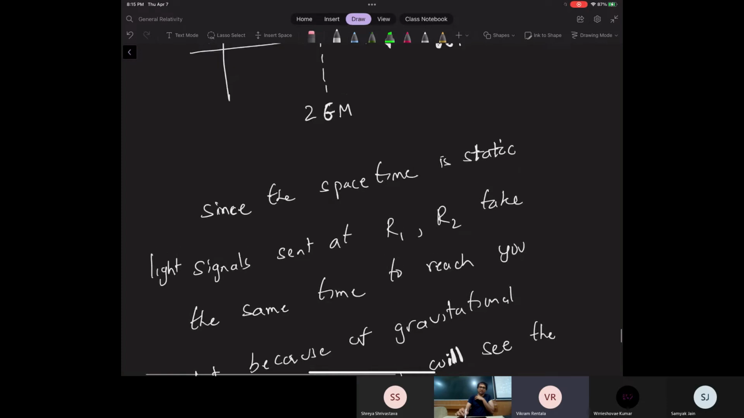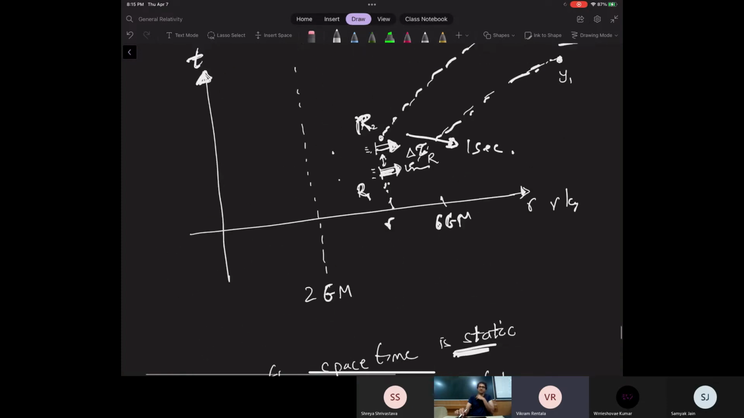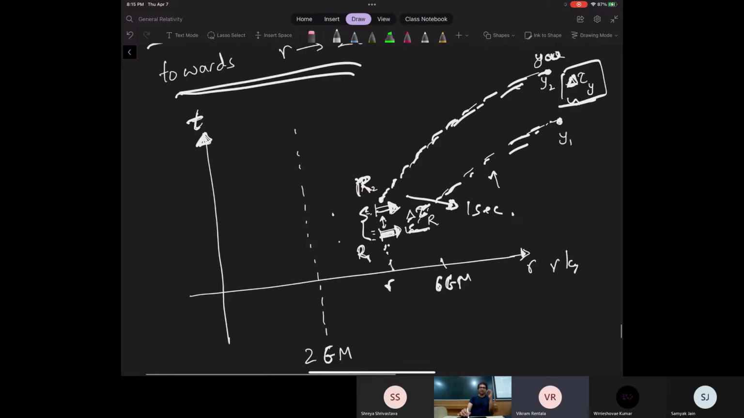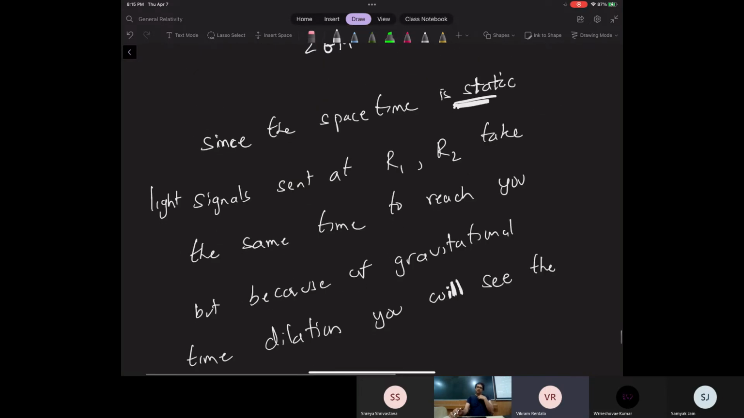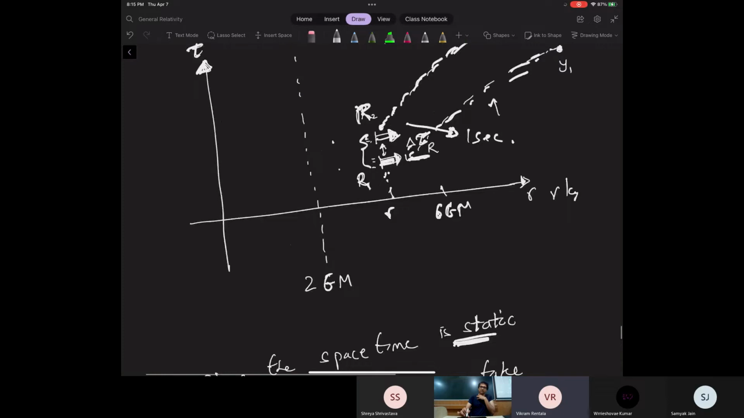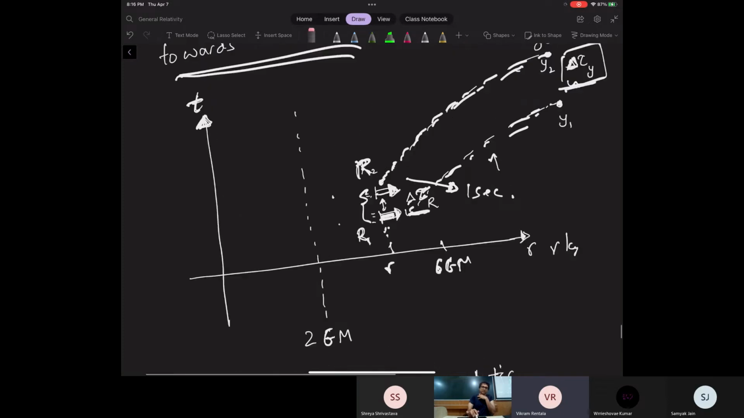Now the important point is that the space-time is static. So the time it takes along the path to reach you is the same for each signal. It doesn't matter when your roommate sends it. This time taken is always the same. So you only have to worry about the time interval between two flashes, and that is a different time as measured by your roommate versus as measured by you. So the light signals sent at r1 and r2 take the same time to reach you. Now let's suppose we want to compare this with your t coordinate. We're using t coordinates.